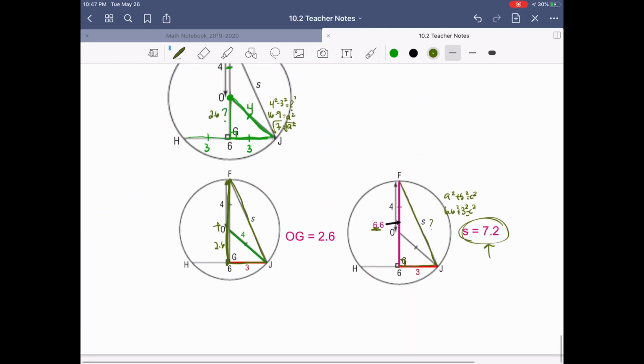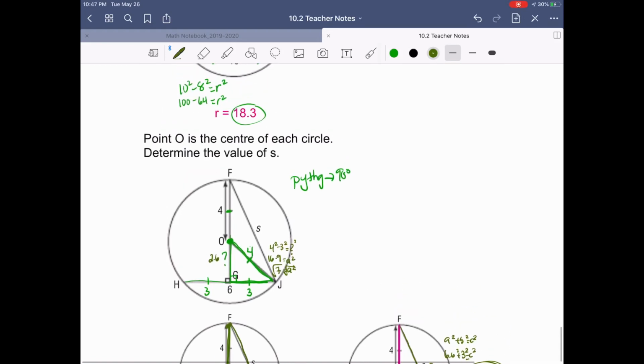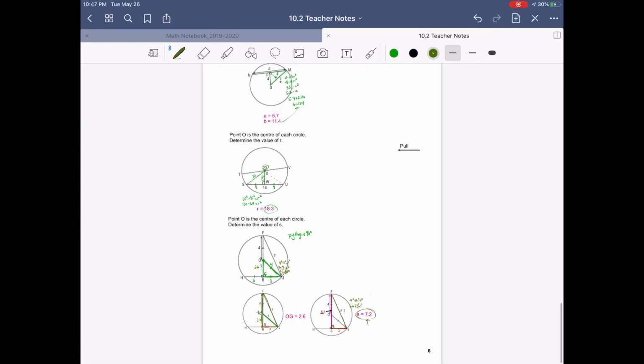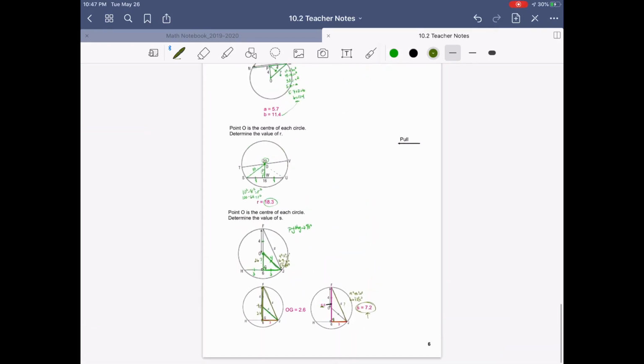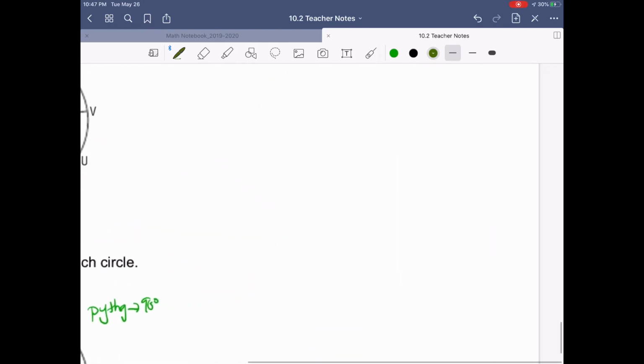Okay, so those are just a bunch of different examples for 10.2. That's all we're going to do for today. I know it's a lot. I just wanted to make sure that you guys saw a bunch of different questions that you might see on your homework.